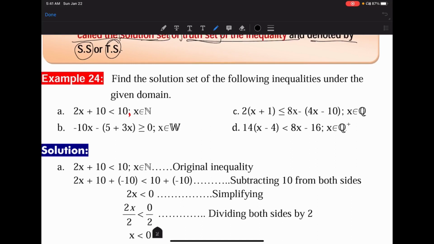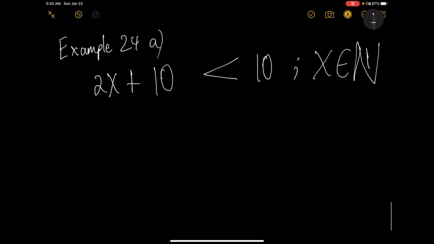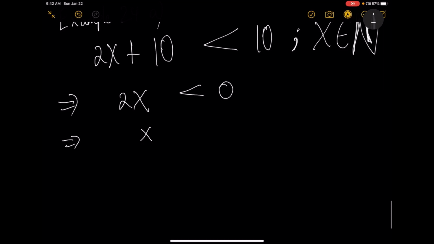Now example 24 and mocker: find the solution set of the following inequalities under the given domain. Try this one. 2x plus 10 is less than 10 and the domain of x is an element of the set of natural numbers. How do we solve it? Simply subtract 10 from both sides, we get 2x is less than 0.